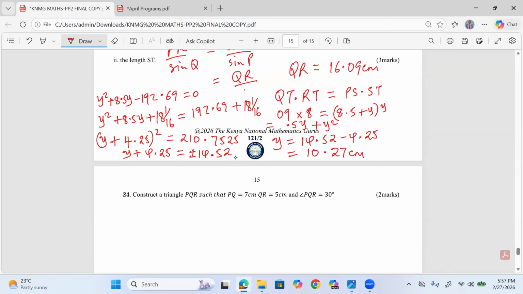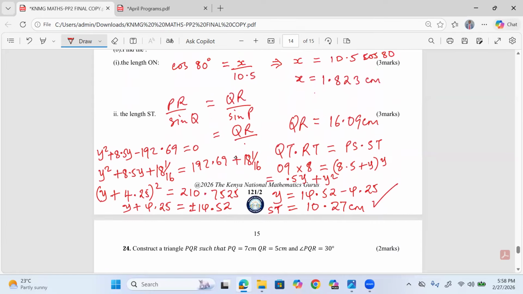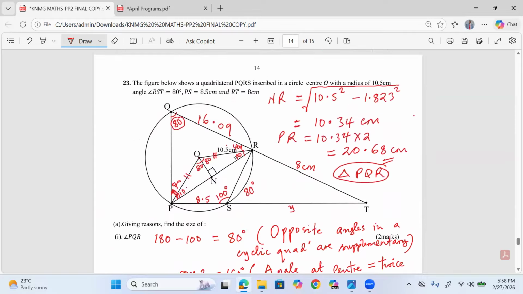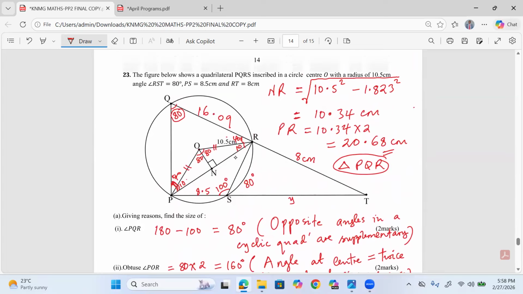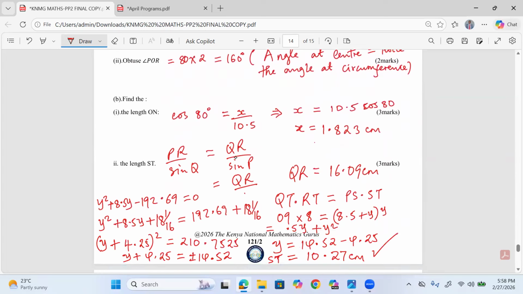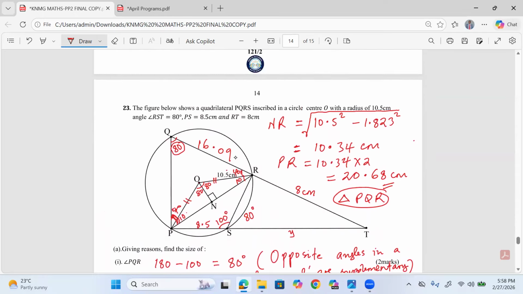10.27 centimeters. Or we take negative 14.52 minus 4.25, and that will give us a negative value of y. This is ignored because the negative value should be ignored. So we stick to the positive value of y. There are two values of y, but we stick to the positive one because it is a distance that we are dealing with. That's a good question. Very involving. It really needs one to have some good content on what we are dealing with.